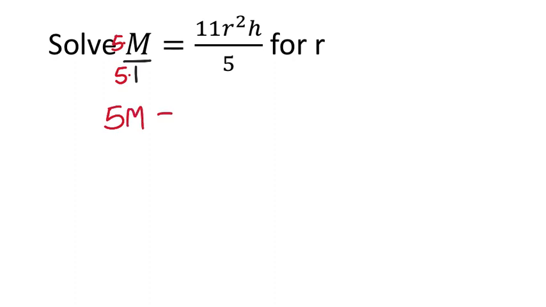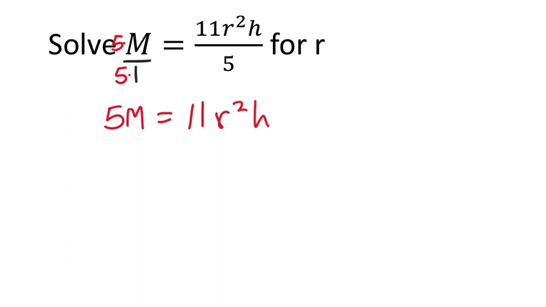You could say over 5, but again, we have common denominators. 5 times 1 is 5, and we got the 5 common denominator. And so this would equal the numerator from the right side, 11r squared times h. So this is all in an effort to just solve for r. And actually, we're pretty close.